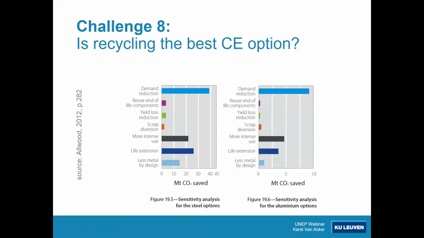Is recycling always the best option? In these graphs we see the CO2 we can save by implementing different strategies. And we see that for the reuse of components, yield loss reduction, and scrap diversion, we still have margin to grow there, but the major effect for steel and for aluminum, at least, is in life extension of those products, in more intense use.